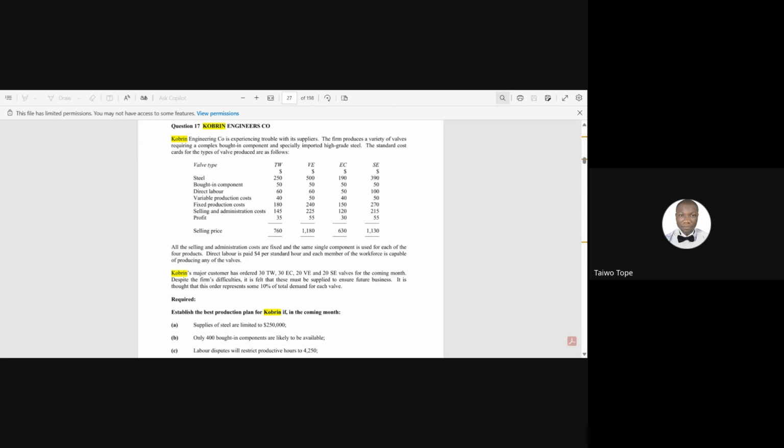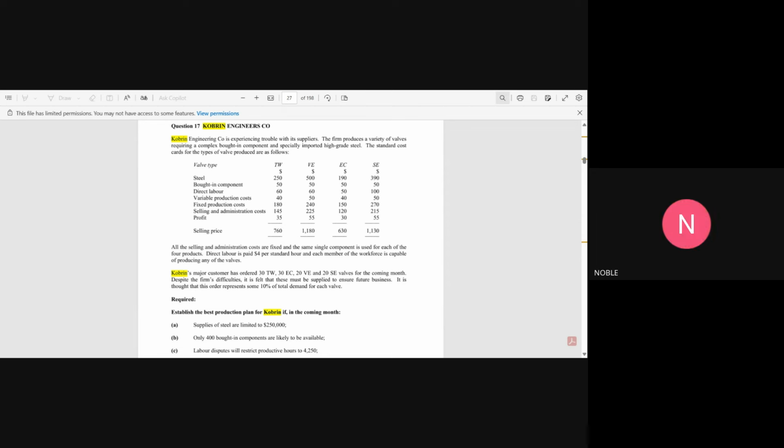It is thought that this order represents some 10% of the total demand. It means the special order represents 10% of the total demand. So if the total demand is 300, 10%, which is the special order, will be what? 10% of 300, which is 30.